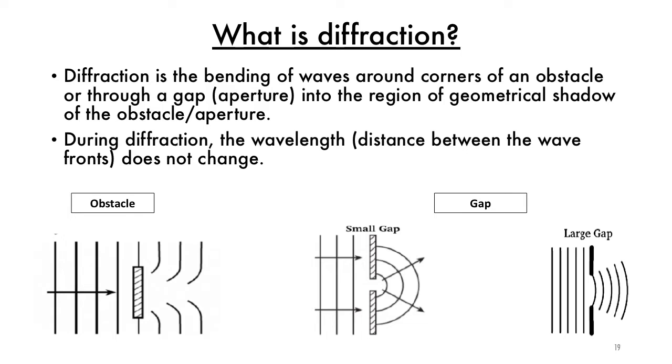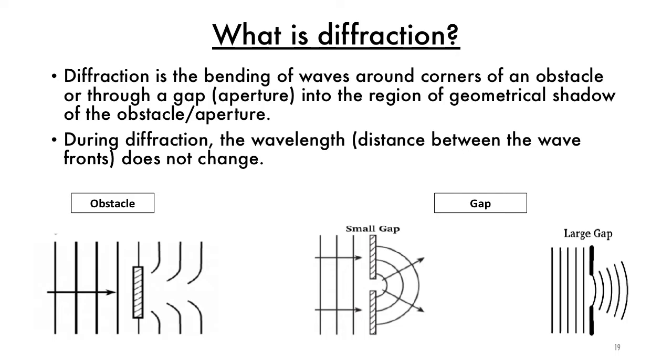Similarly, in the second diagram, we have got two situations. One is small gap and one is large gap. We can see that in both the cases, as the waves reach the gap, they bend. We can see that in both the cases they are bending. The difference is in the small gap, the bending is more, whereas for the large gap, the bending is less. So we can say that the diffraction decreases when the gap size increases. So smaller the gap, we'll have more diffraction.